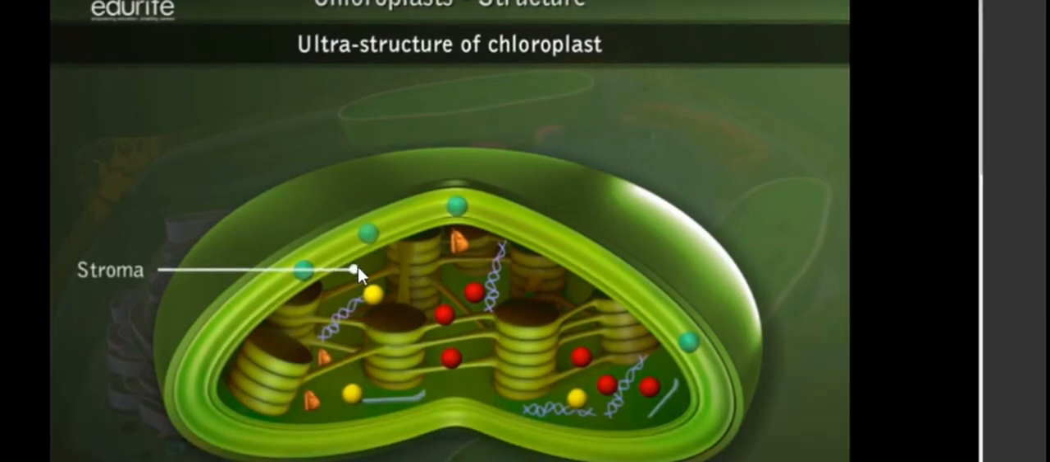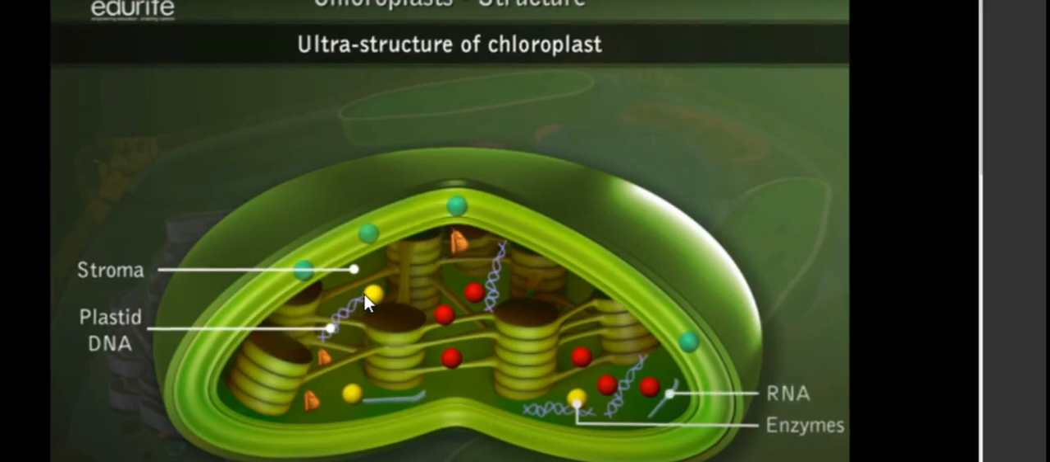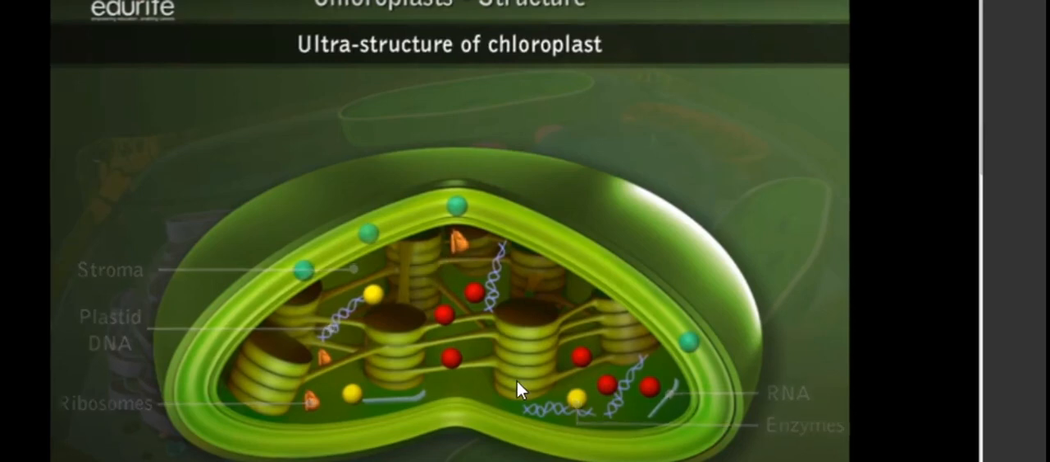You can see the fluid part of the chloroplast is called the stroma, or stroma is the matrix of the chloroplast. It contains its enzymes, its own DNA, and its ribosomes also. It can prepare its own RNA by containing its own ribosomes, plastid DNA, and enzymes. So it is also known as the semi-autonomous organelle of the cell.